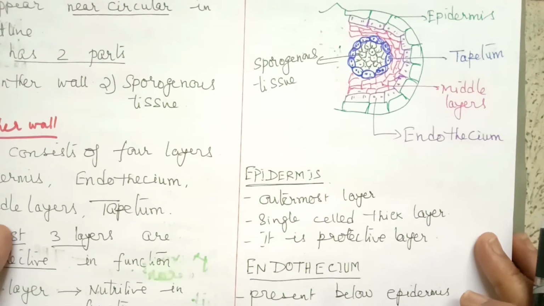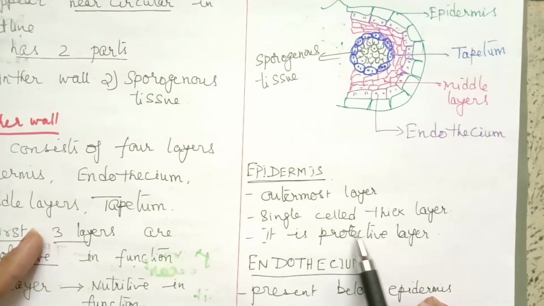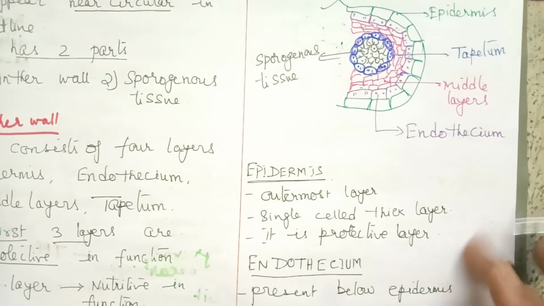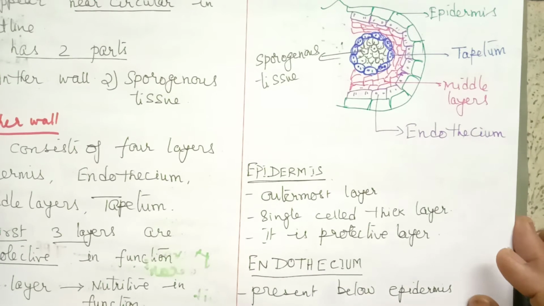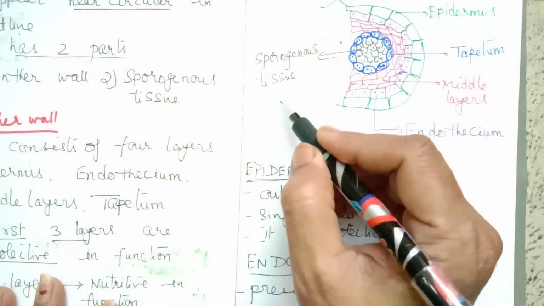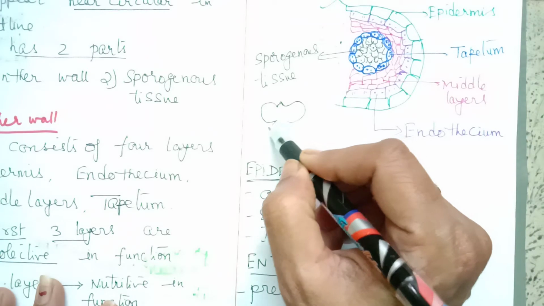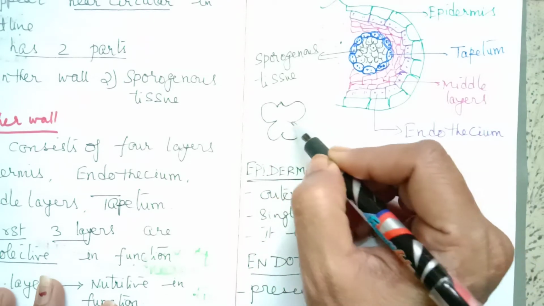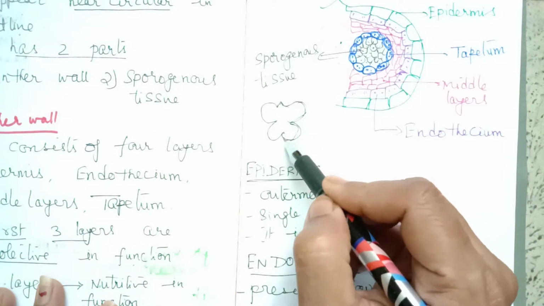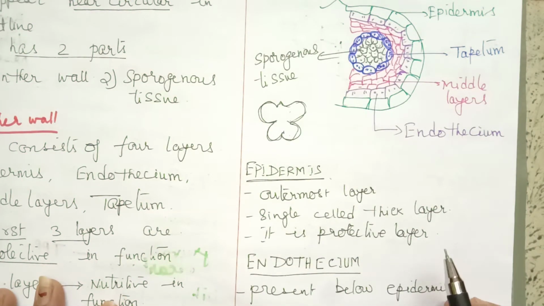First, epidermis. The epidermis forms the outermost layer. It is a single-celled thick layer, that is, it is made up of only a single layer of cells, and it is protective in function. And epidermis is continuous for all 4 pollen sacs. If we observe all 4 pollen sacs, in this diagram I already gave you in the previous description, the epidermis will be present continuously for all the 4 pollen sacs, and it is protective in function.